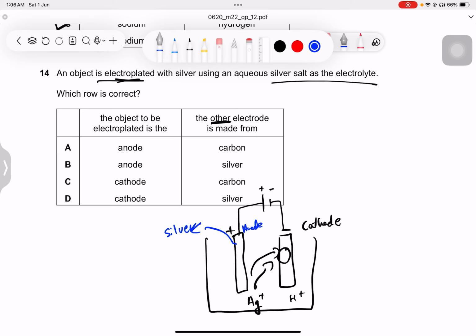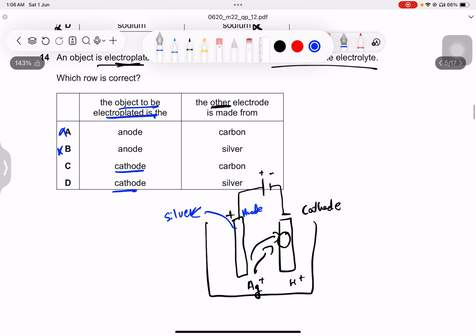So we have option C and D correct. A and B are wrong because the object to be electroplated should be at the cathode, because that's where silver deposits. So what happens is, to maintain the concentration of Ag+ in the solution, this silver then dissolves in the solution. Which is why we have to have this made of silver itself, not carbon, because carbon is inert. It won't participate in the reaction. So D is the correct answer.